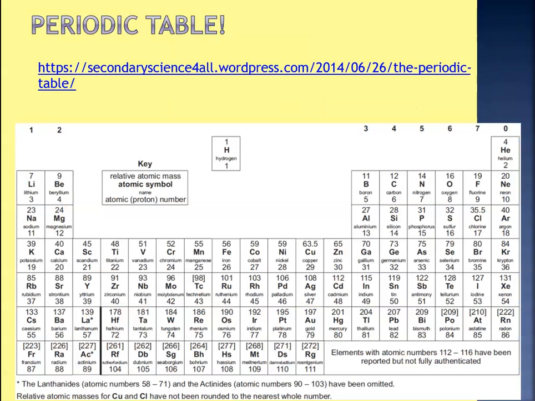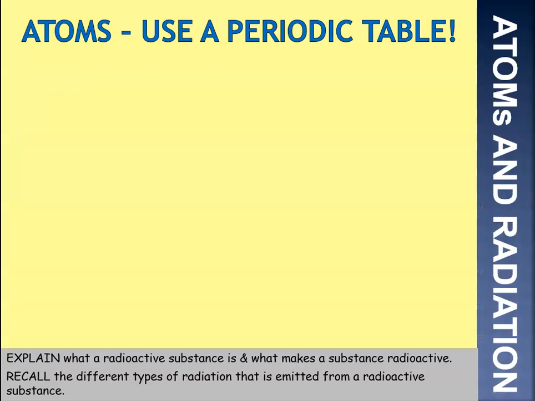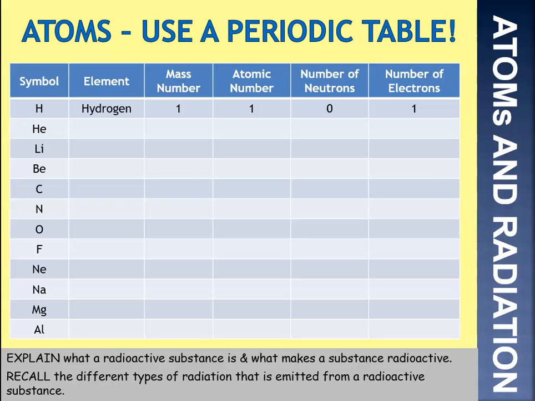For the next section, you'll need the periodic table. I've placed one on the board there for you. There's a link at the top where you can go there to download a periodic table for yourself. But periodic tables are really useful to us. So, for this table, if you could copy the table down and fill in the blanks. I've done the first one for you, looking at the periodic table. Hydrogen with a mass number of 1, atomic number of 1, no neutrons, and 1 electron. Pause the video whilst you copy that down, and you use your periodic table to fill in all the blanks.